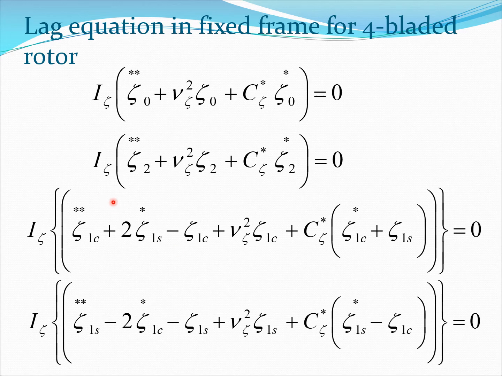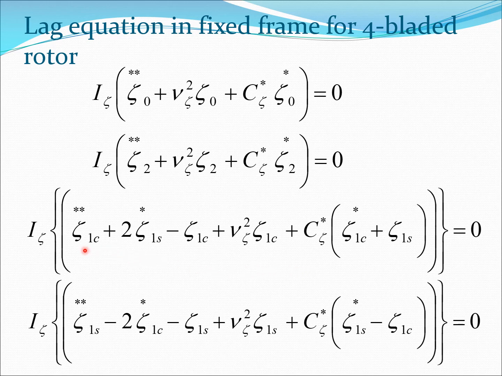So now we transform this equation into the fixed frame, and just like before we did for the flap equation case, we get four equations here. Two of these equations look very familiar because they are for the collective and the differential collective, and they essentially have the same form as the previous equation in the rotating frame, except zeta is now replaced by zeta 0, zeta is replaced by zeta 2. But the equations corresponding to zeta 1c and zeta 1s, they are two equations here. There is a coupling in these equations which is actually caused by the presence of some of the Coriolis forces and centrifugal forces and so on.